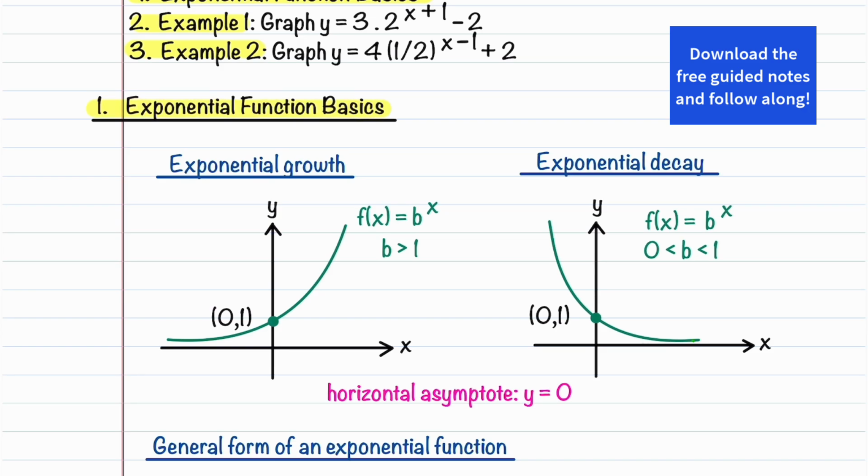There are two types of exponential functions, one that models exponential growth and then one that models exponential decay. Both of these are written as f of x is equal to b raised to the x power. When the function is growing exponentially, our base b is greater than 1, and when our function is decaying exponentially, our base b is between 0 and 1. Notice that both of these functions have a horizontal asymptote given by y is equal to 0.